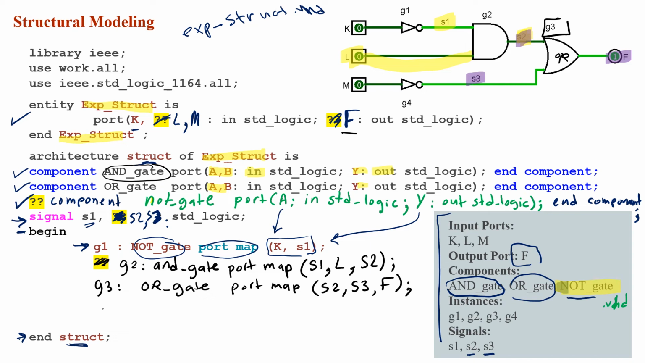There's one more instance that I have to declare, which is gate 4. So gate 4 is actually this AND gate. So I would say AND underscore gate, keyword port map, and then open a bracket, close it, semicolon. Then look at gate 4.